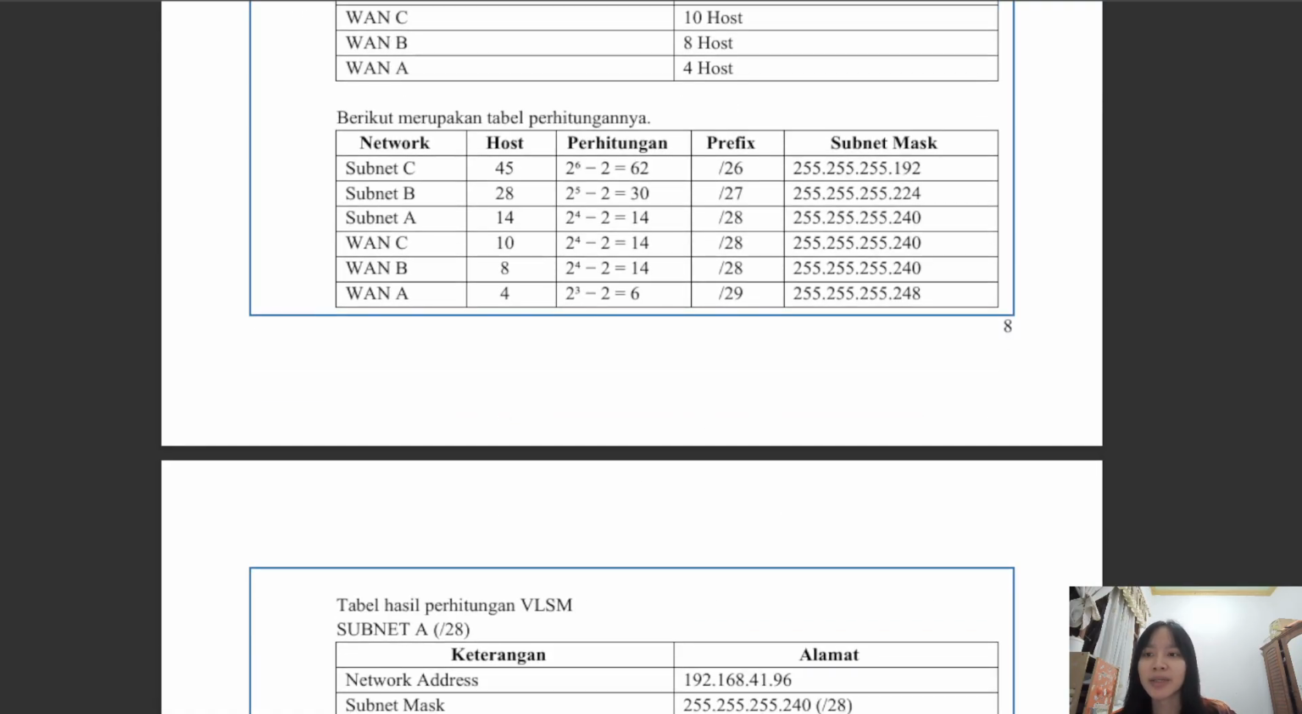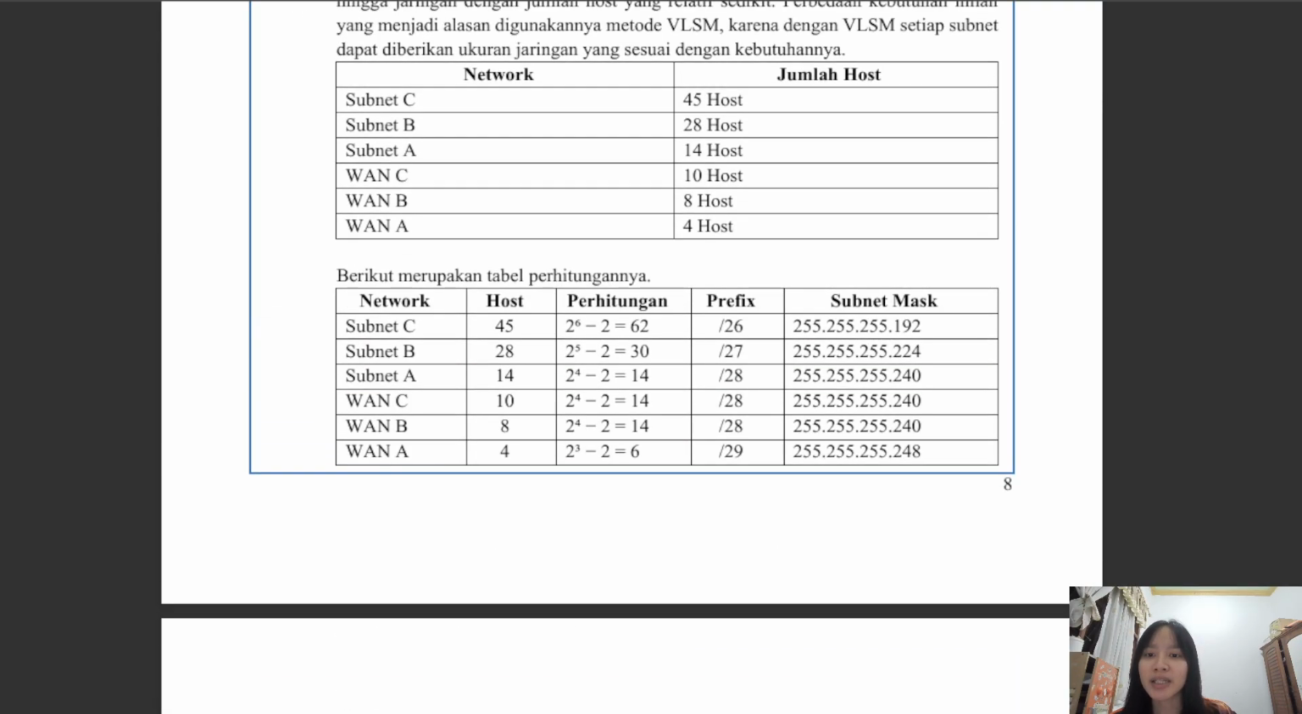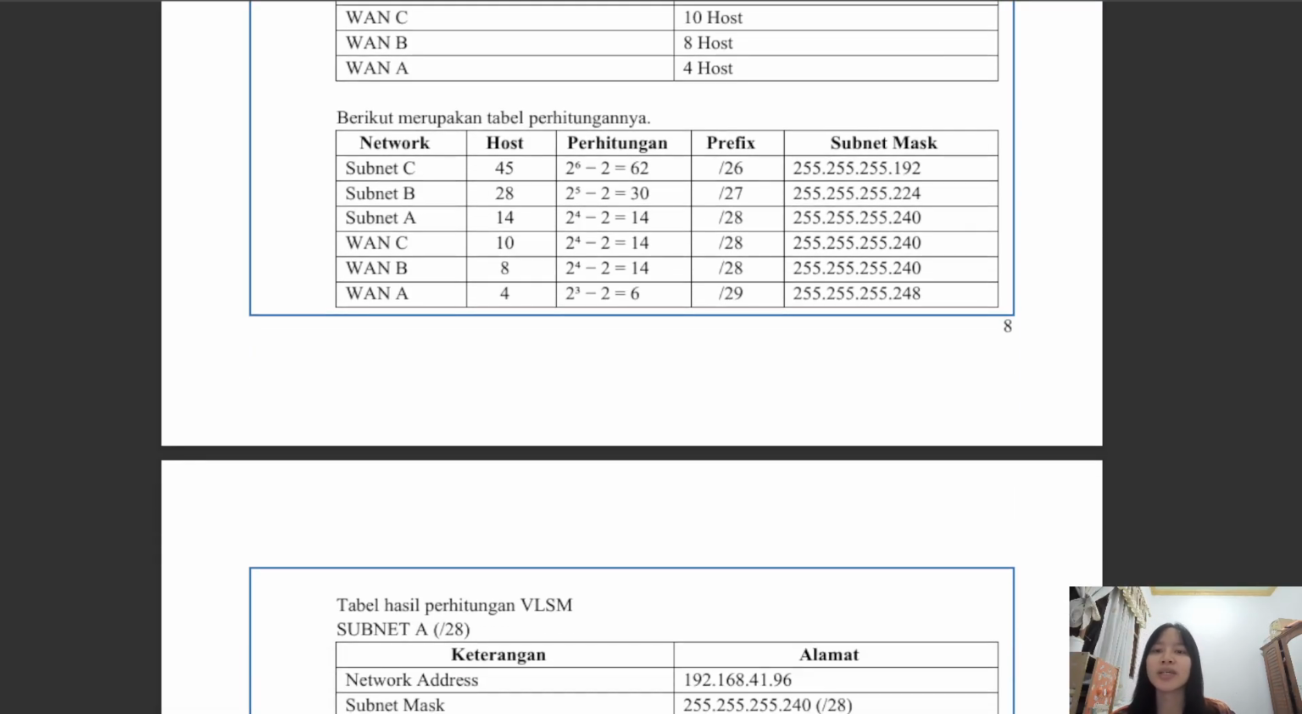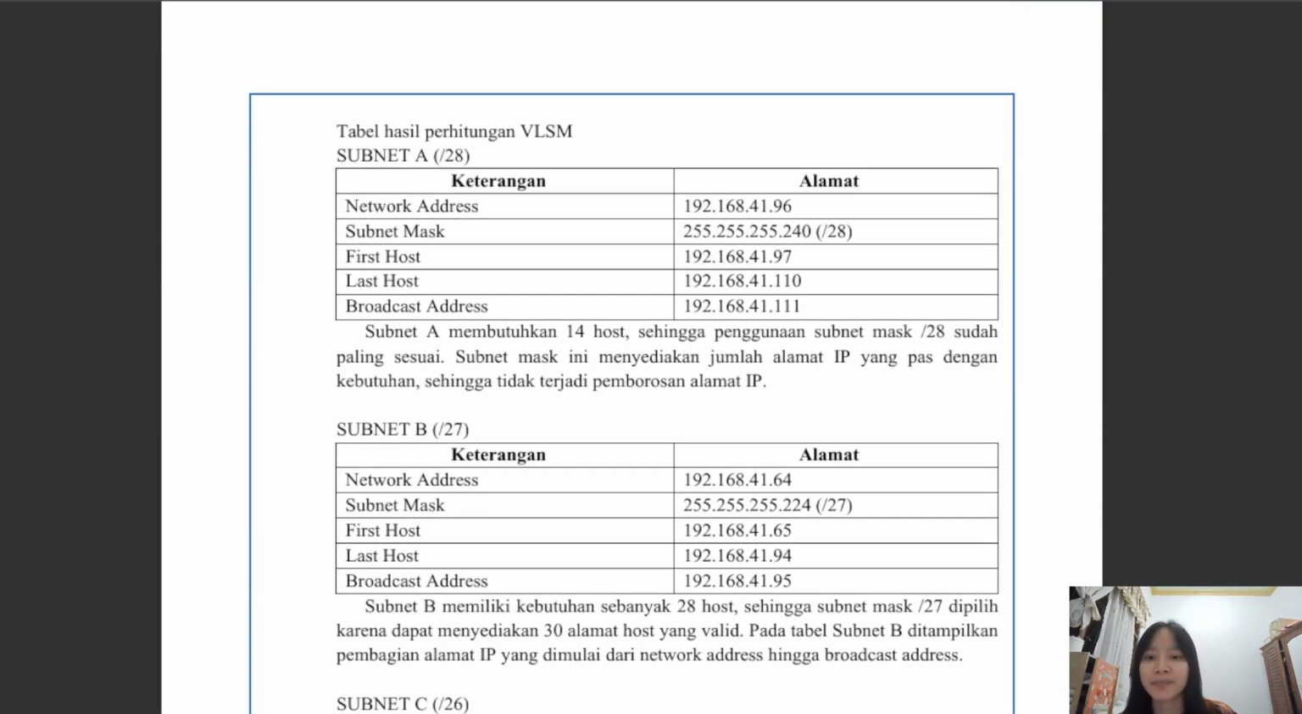And then after making the host requirement table, I make the following calculations so we can see how the subnet mask can be found. And this is the table of VLSM: subnet A, subnet B, subnet C.